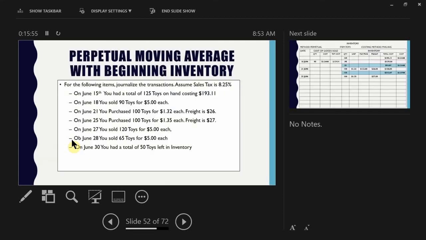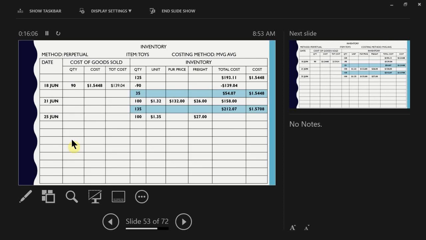All right. So then on the 25th of June, you purchase another 100 toys at $1.35 with freight of 27. So here again, we're going to add another one for 135 plus freight, which gives you 162. Now we need to recalculate for another batch. So now instead of having 135, we're at 235. All right, and it's giving us a grand total of $374.07, which we need to recalculate a brand new average cost per item.